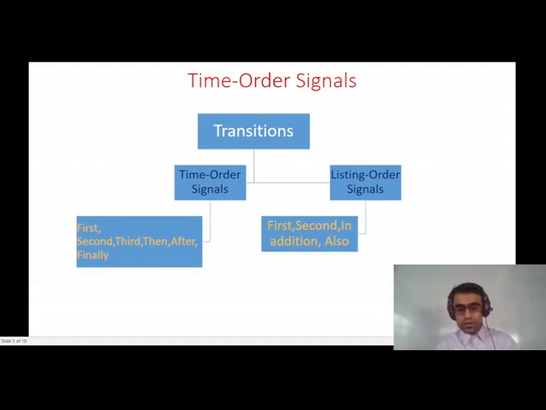Time order signals. What are the words to use time orders? I think we have already discussed this in our last sessions as well. So transitions can be divided simply by these two ways for this lesson. For example, time order signals and listing order signals. So time order signals are the words, for example, first, second, third, then, after, finally, and maybe many others. And listing order signals are the words like first, second, in addition, also.